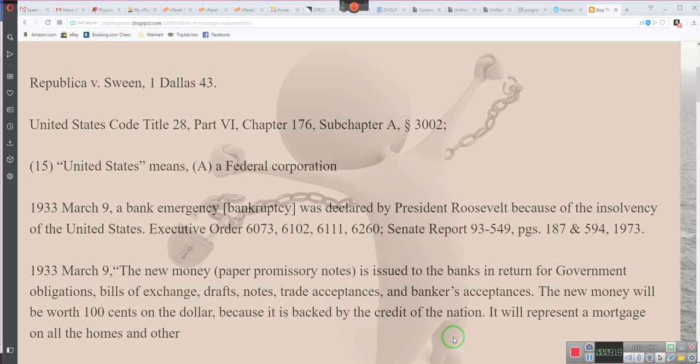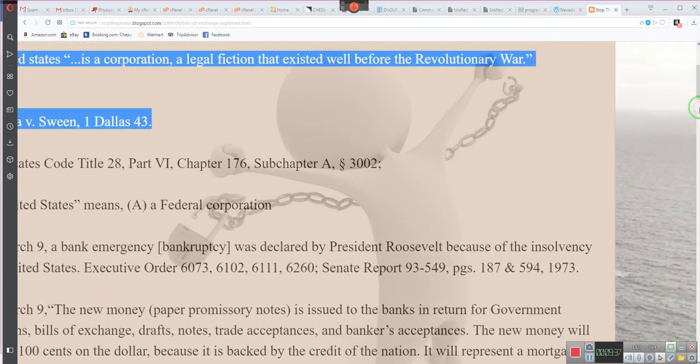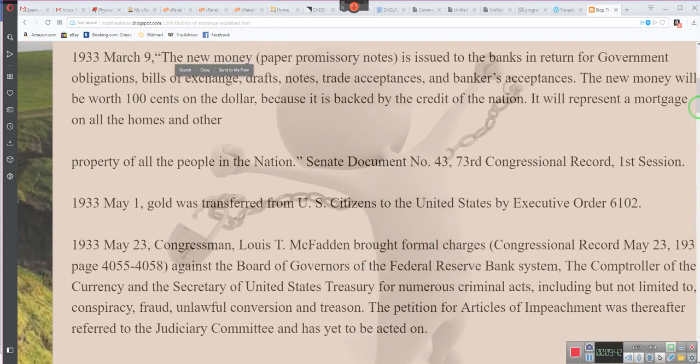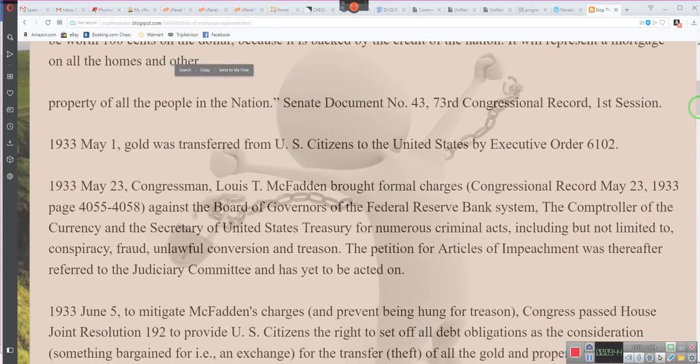What Act? HR 192, the Gold Abrogation Act, says it's supposed to be exchanged dollar for dollar, and whatever coin or currency is in circulation in the United States at the time. Go back and look. They're telling you everything. It will represent a mortgage on all the homes and all the other property of all the people. Well, your contracts are property. Okay? Your contracts are property. Got to get the page back. Sorry about that. Forgot I can't use that. Okay. The property of all the people of the nation.